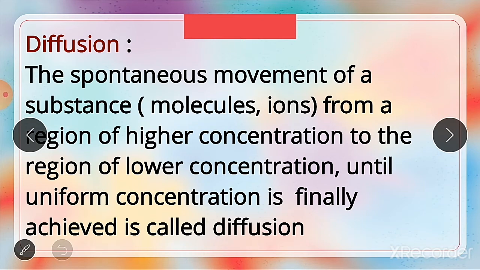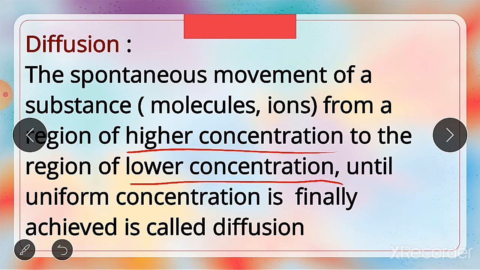So what is diffusion? The spontaneous movement of a substance from a region of higher concentration to the region of lower concentration until uniform concentration is finally achieved is called diffusion. So diffusion is the movement of substances like molecules and ions from higher concentration to the lower concentration, and it continues until there is uniform concentration, okay, inside and outside the cell.